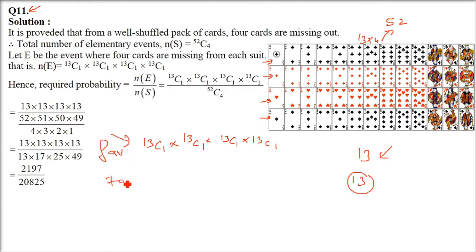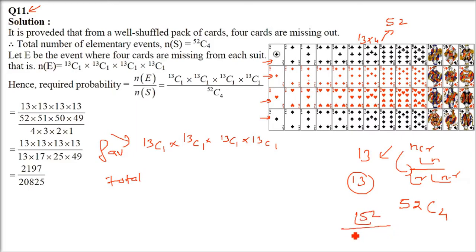How about the total number of cases? Because it has to be put in the denominator. Now there are 52 cards and we have to select 4. So 52C4 is the total number of cases. This is nCr. nCr is what? Factorial n divided by factorial r into factorial n minus r. So this is factorial 52 divided by factorial 4 into factorial 52 minus 4, that is going to be 48.